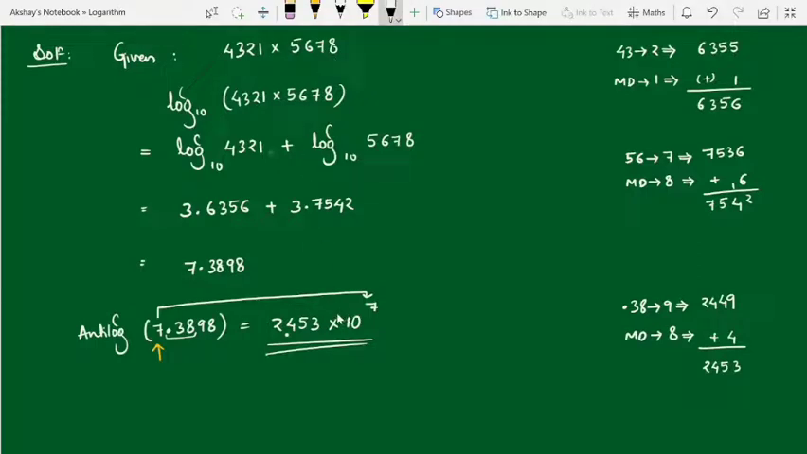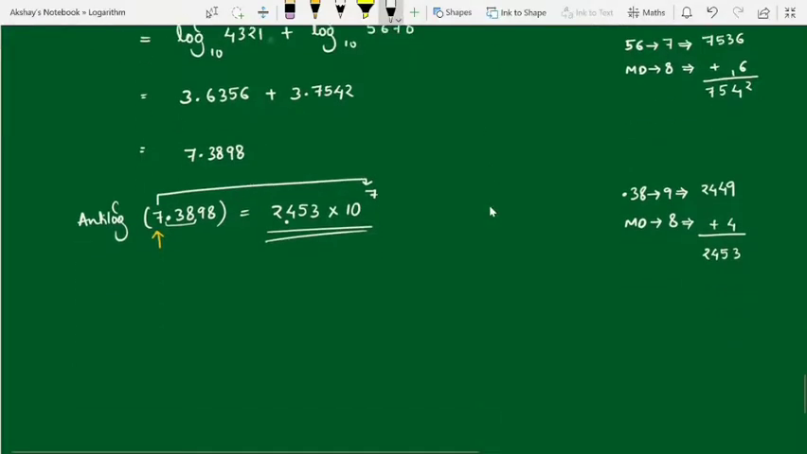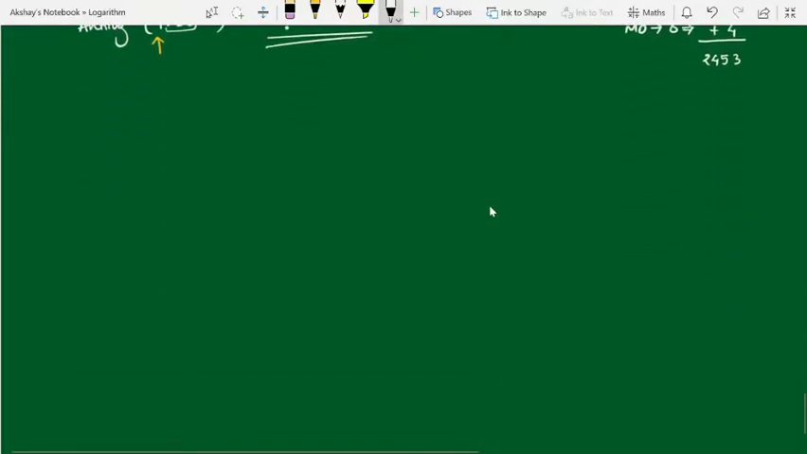Shall we go for one more example? Is this part clear to everyone? Now let me consider one more question. So question number 2, or example 2.